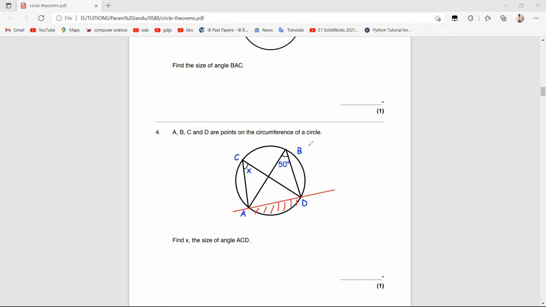So look at angle 50 and angle X. They're all in the same segment. They are being subtended by AD, and they're all in the same segment. So in our second video on circle theorems, we said angles in the same segment are equal. So that means angle X is simply 50 degrees. All right, angle X is 50 degrees. Let's move on to the next question.